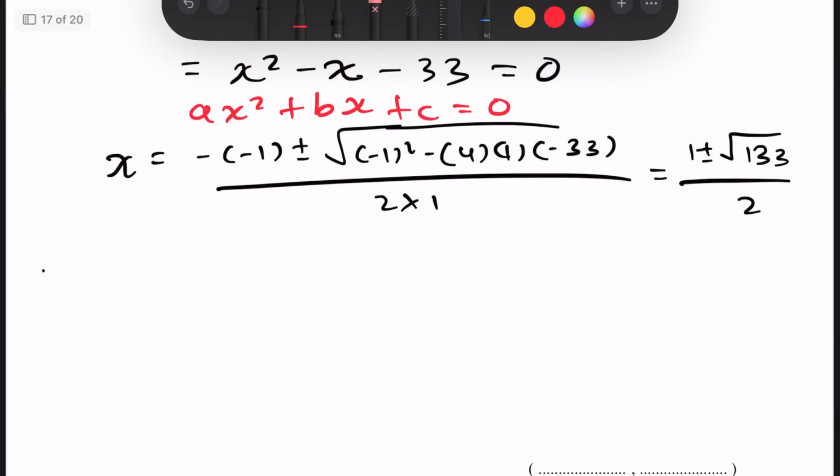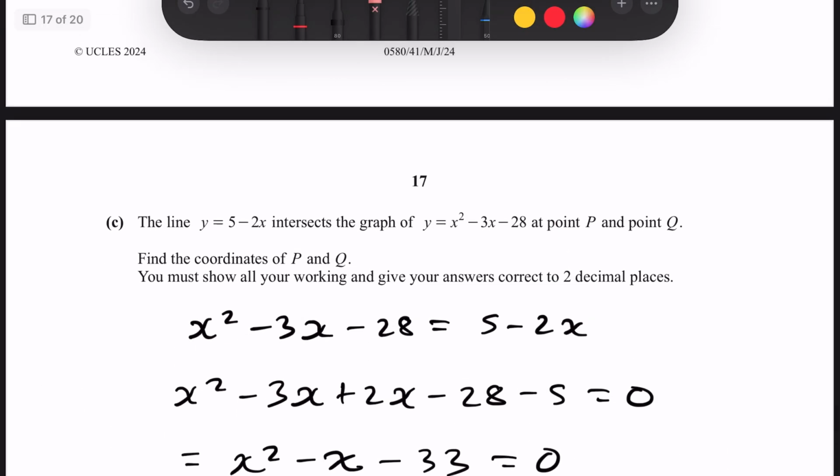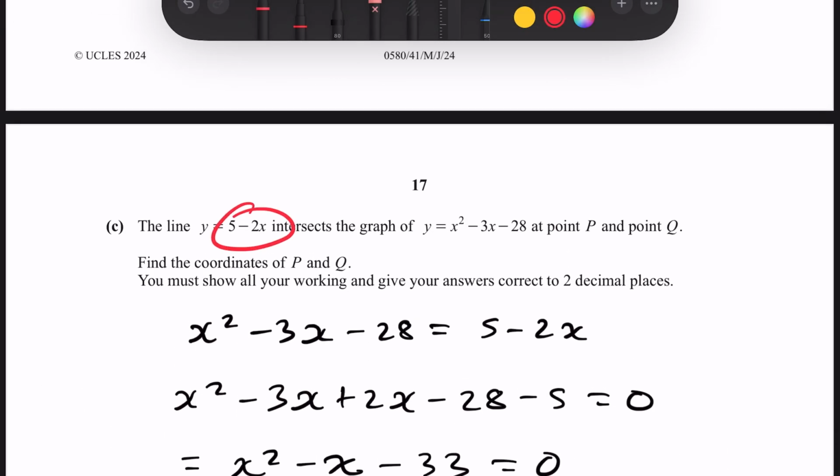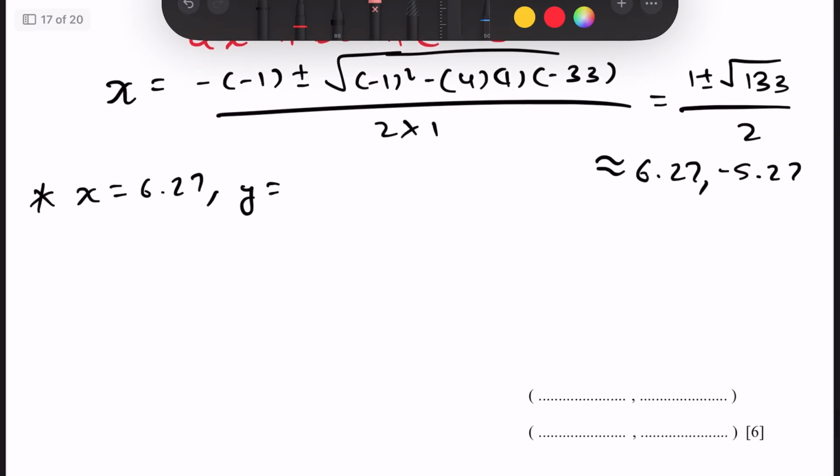So let's say a bullet point here, when x is equal to, let's round these two values first, 1 plus or minus the square root of 133 divided by 2, 6.27 and minus 5.27. So x is equal to 6.27 rounded, y is equal to, let's take the simple equation, which is equal to 5 minus 2x, since there's no squares involved, it's just simple multiplication and subtraction. So y is equal to 5 minus 2. Let's take our actual value of x in this case, so as to not risk any intermediate errors, which is when you round values that are also contributing to the final value.